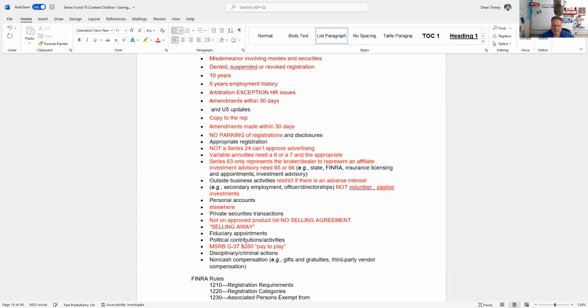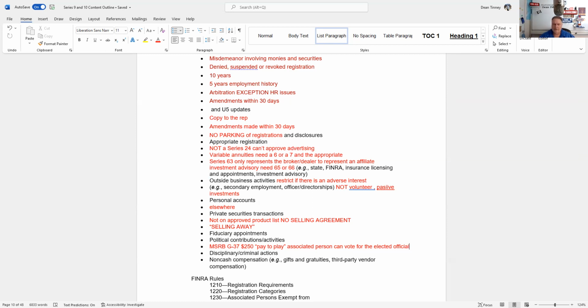And what MSRB says is if I can vote for the elected official, so let's say an associated person can vote for the elected official, then they are allowed to give $250 per election cycle. Now, be careful there. They have to be able to vote. If you can't vote, then you're not supposed to give them any money. You can't tell me people don't know this.